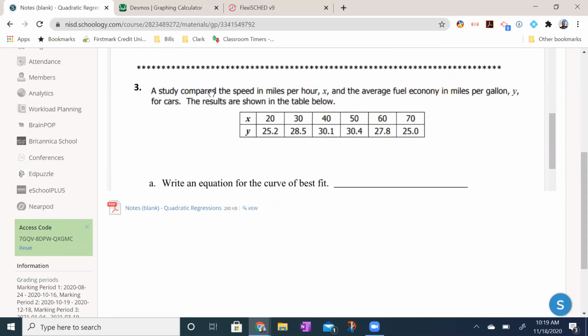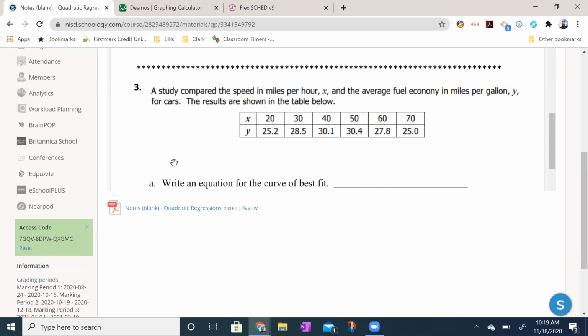Car. A study compared the speed in miles per hour, X, and the average fuel economy in miles per gallon for cars. The results are shown in the table below. Yeah, I'd hate to see this for my truck. Okay, so the study compared the speed in miles per hour. So this is their speed X and their average fuel economy Y. Miles per gallon fuel economy is Y.